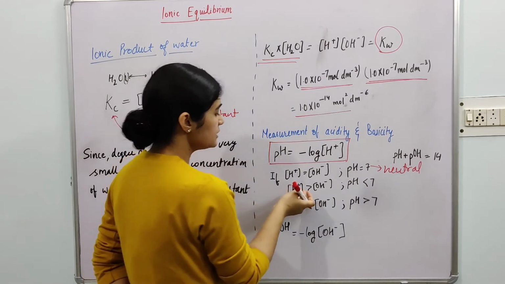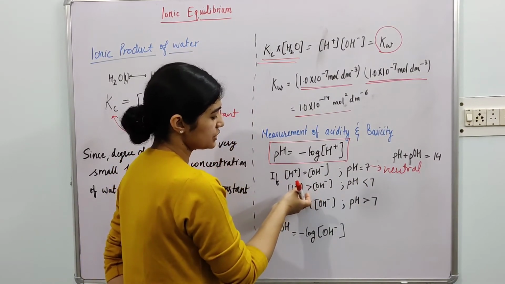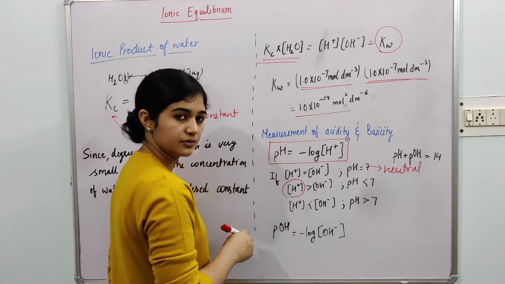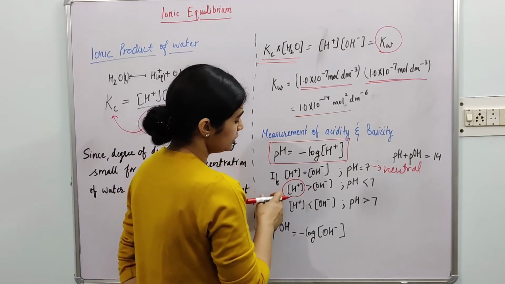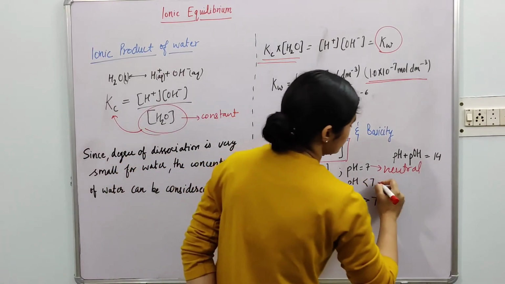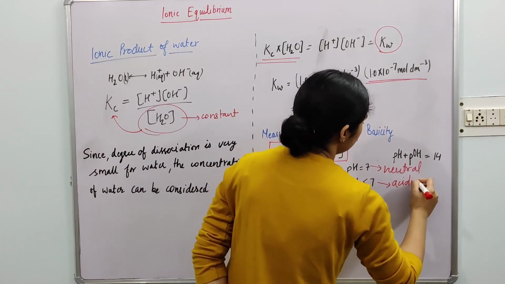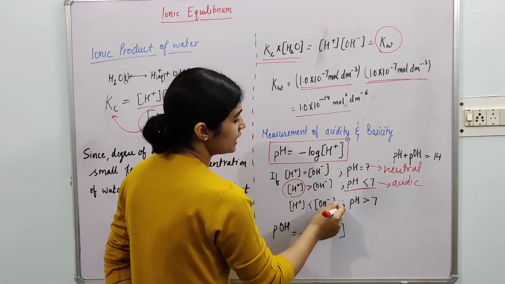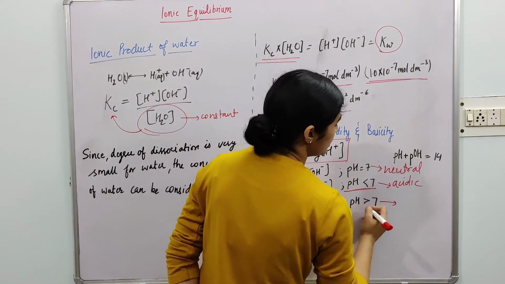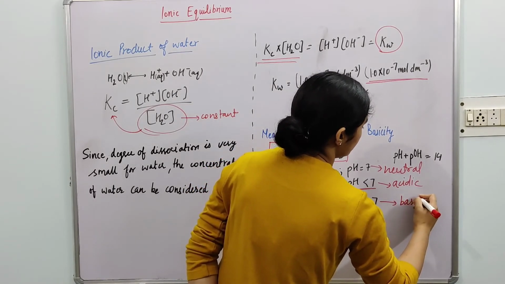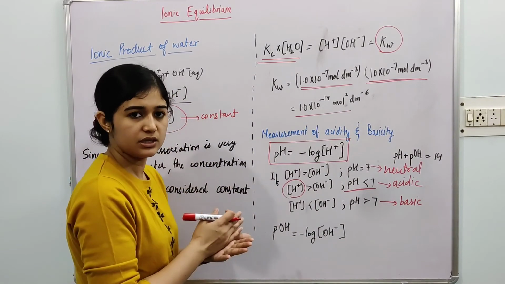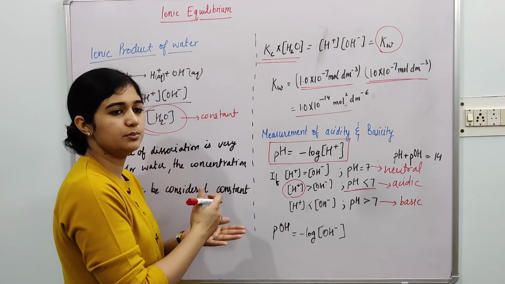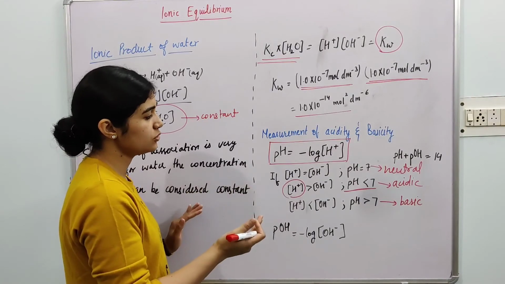Second, when the H positive concentration is higher than that of OH negative, that means the solution has more H positive present. This suggests that your solution is acidic, or in other words, it will have pH less than 7. Similarly, when you have more OH negative, that means it is basic, having pH more than 7. So it's very simple. If your pH is 7, that means neutral. If pH is less than 7, it is an acidic solution. If the pH is more than 7, it's a basic solution.